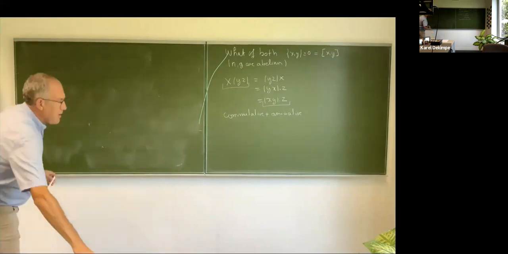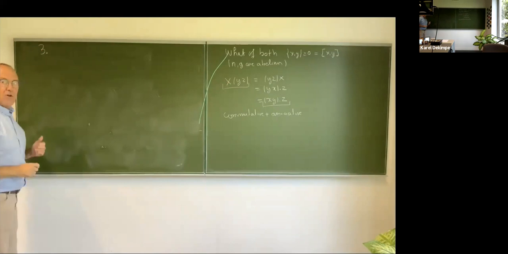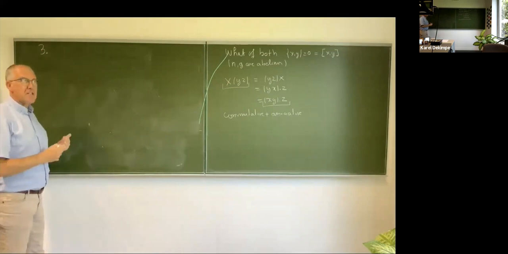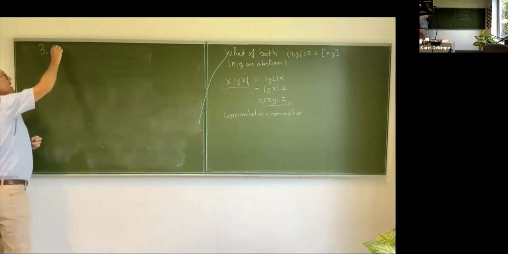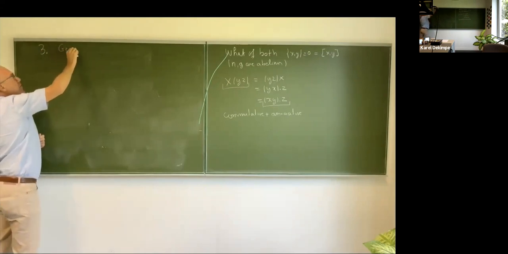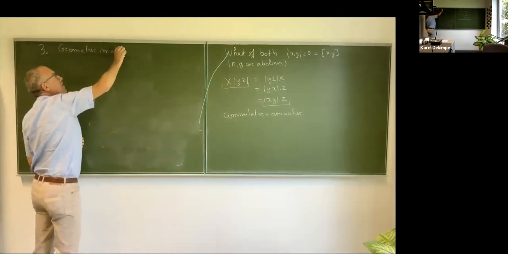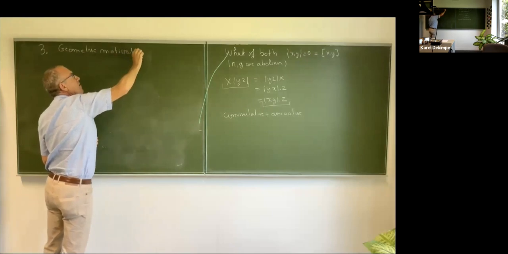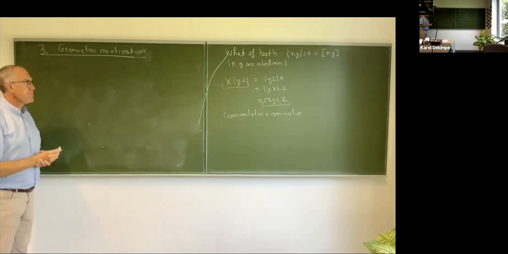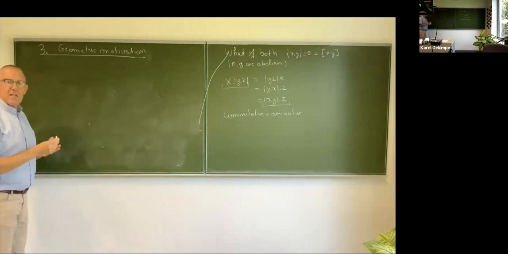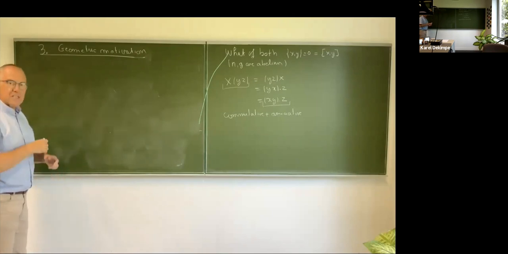Okay, so the third point of my course. The first point was the definition. The second point was the special case when N and/or G are abelian. And the third point, let's say, is the geometric motivation for studying those structures.